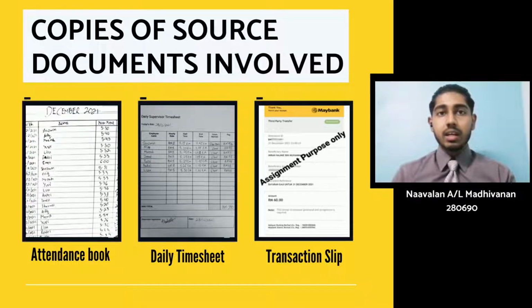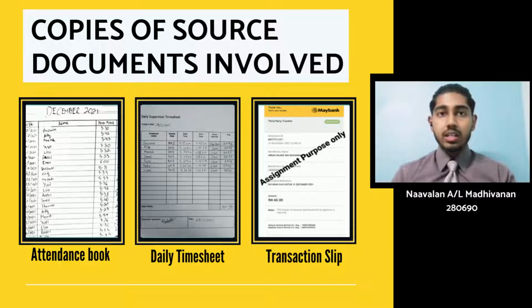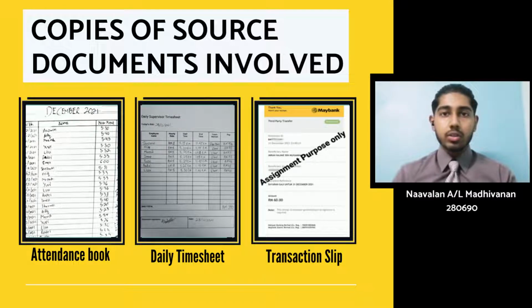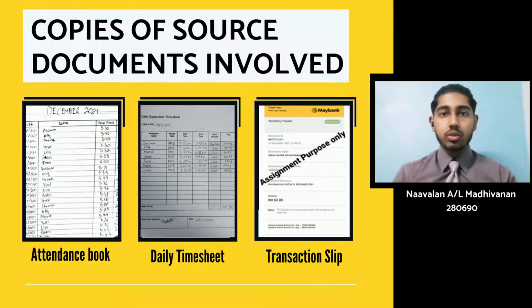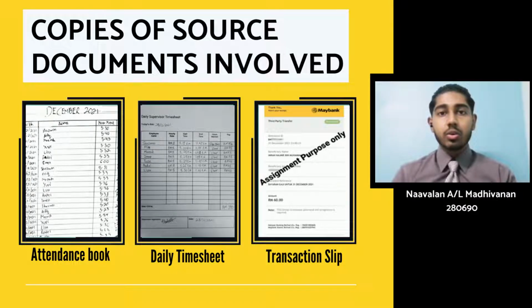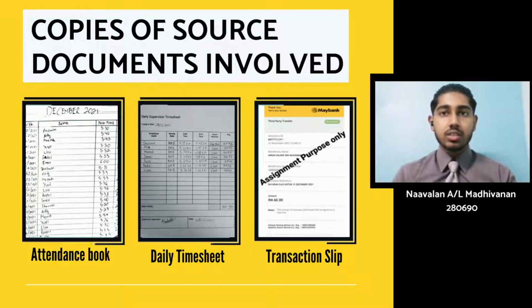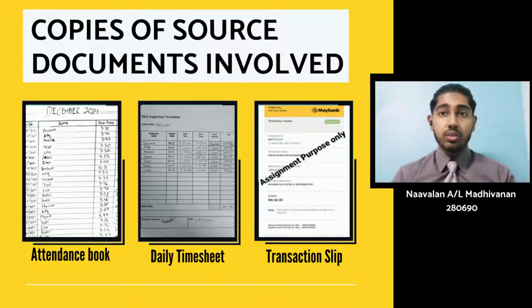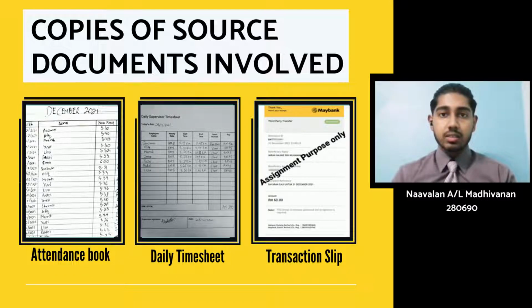Next will be the daily timesheet. The daily timesheet is done by the supervisor to record all the employees' working hours and total salaries to be paid to employees, to make sure that there is no mistake in paying salaries to their employees. After the supervisor calculates, the owner will check and authorize it.